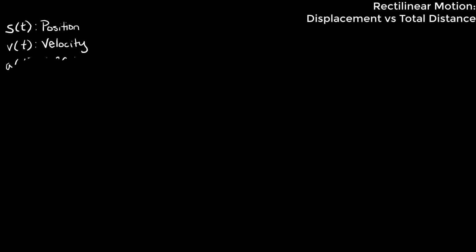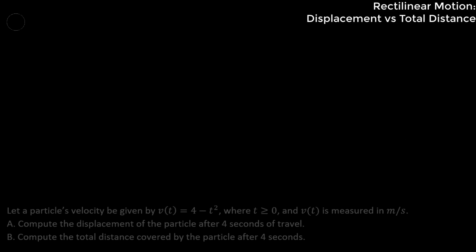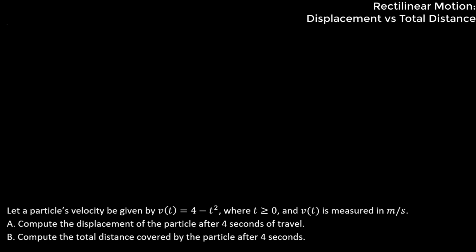So let's erase all of this. And there we go. Let a particle's velocity be given by v of t equals 4 minus t squared, where t is greater than or equal to 0, and the velocity is measured in meters per second. Part A says, compute the displacement of the particle after 4 seconds of travel. Part B says, compute the total distance traveled by the particle after 4 seconds.